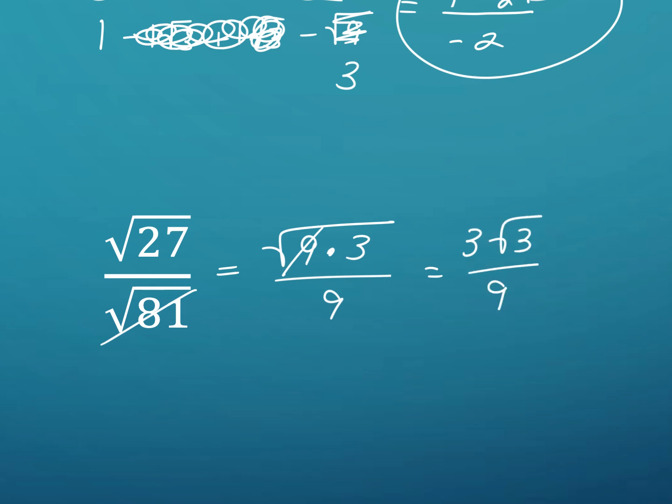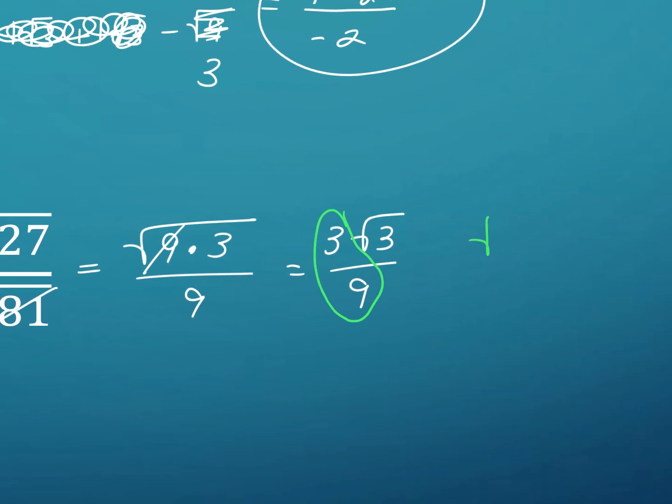Do I have coefficients on the outside that can simplify? Yes. 3 goes into 3 once. 3 goes into 9 how many times? 3 times. Can I simplify any more than that? No. On the quiz, is it going to matter if you simplify it like that? Like if you left it as 3 root 3 over 9, you'd get a point or two off, yeah.